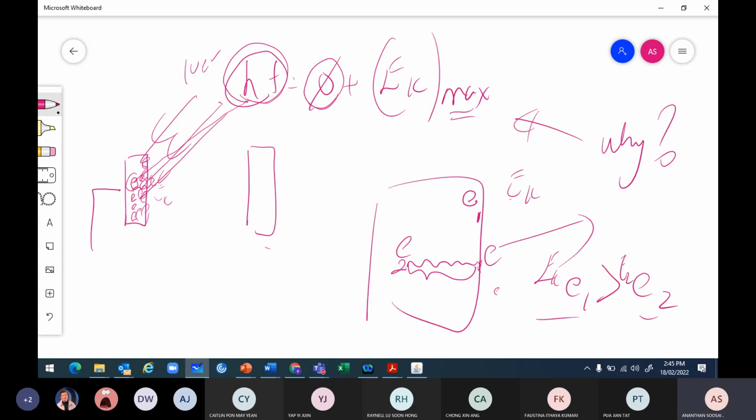So when electrons are released from the metal surface, they actually have a range of kinetic energy. The electron from the surface will have a high kinetic energy. The electron from the inner layer will have less kinetic energy.